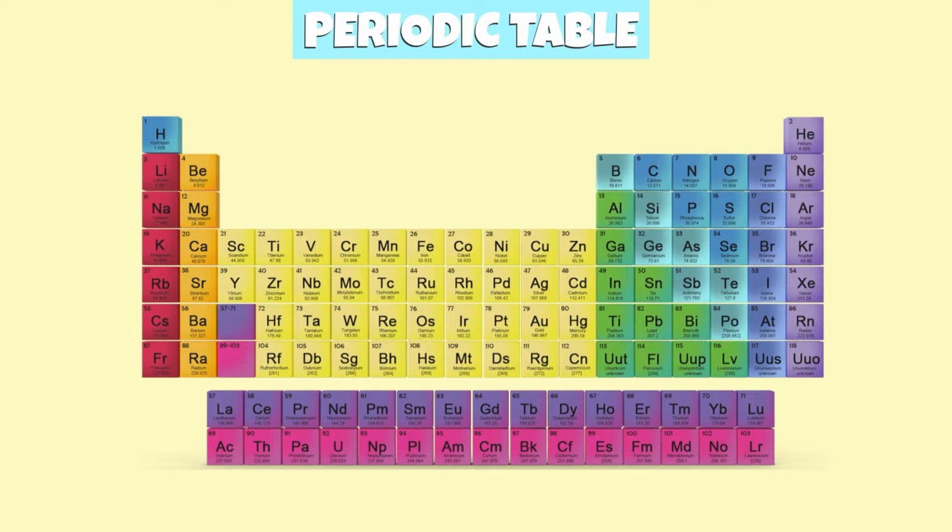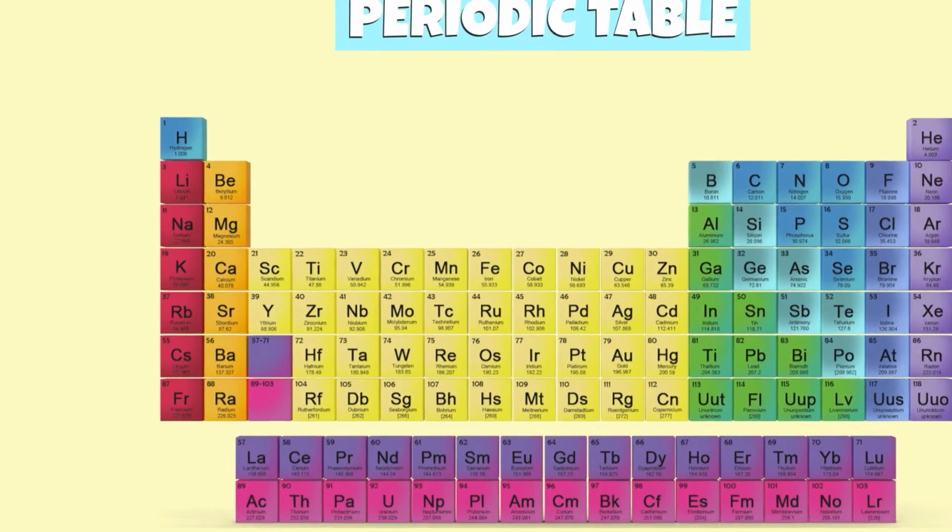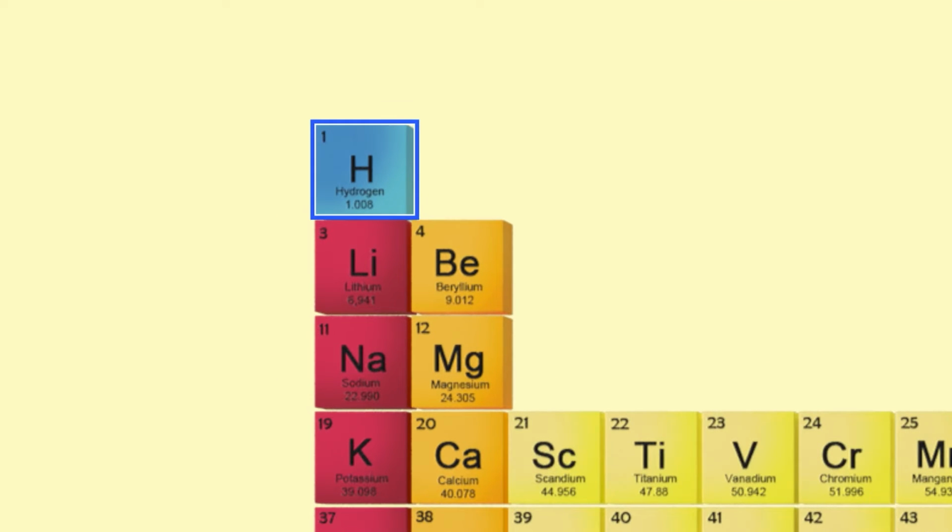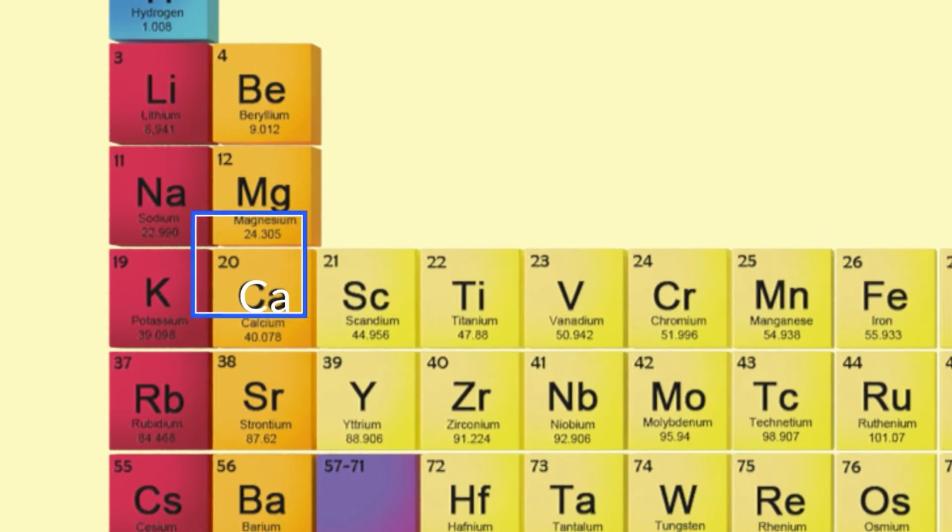Each element within the periodic table is represented by one or two letters. For example, the element hydrogen is represented by the letter H. The element lithium is represented by the letters Li, and calcium is represented by the letters Ca.